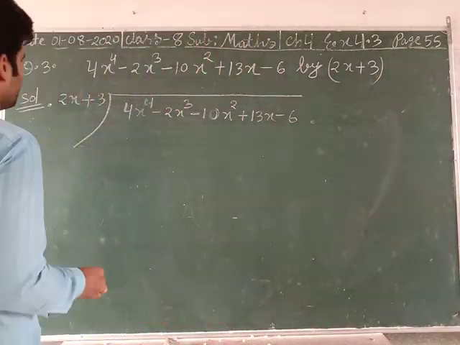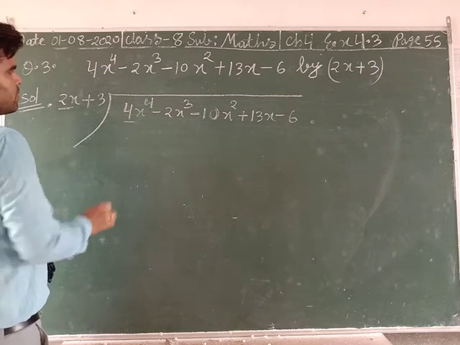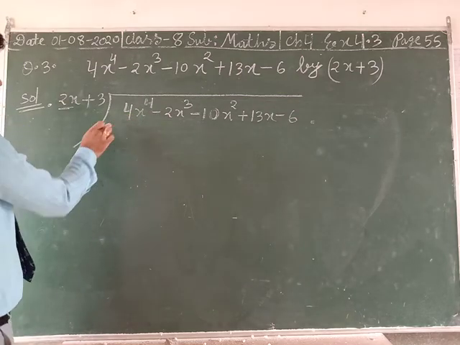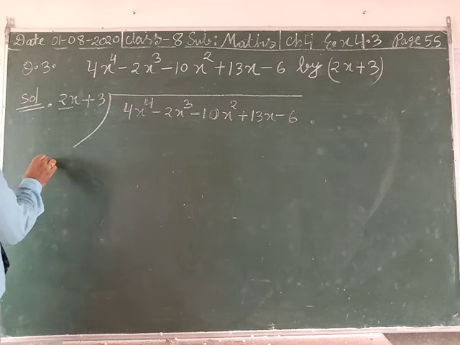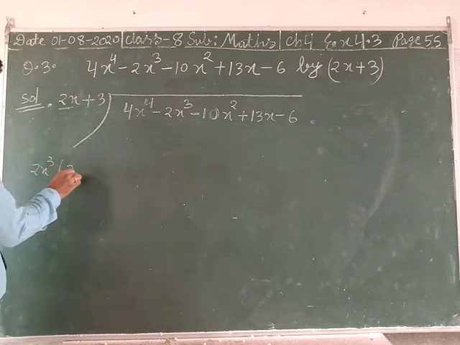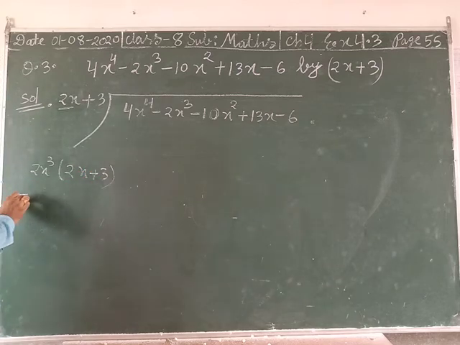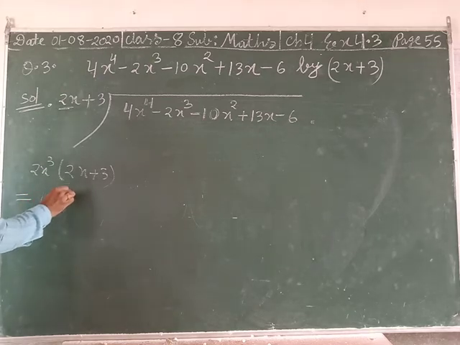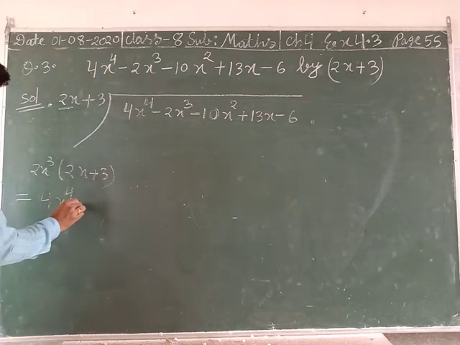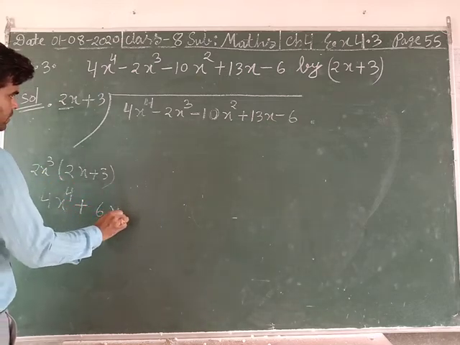So students, first of all, here is 2x and here is 4x to the power 4. By which number do we multiply? We multiply by 2x cube. See, 2x plus 3 into 2x cube. This becomes 2 twos are 4x to the power 4 plus 2x cube, 2 threes are 6x cube.